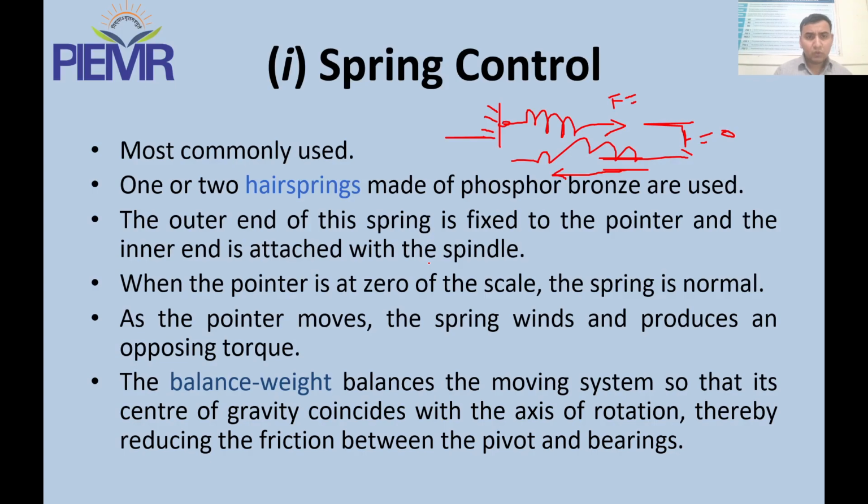Okay, now, in this part, there are one or two hairsprings. In the case of a moving iron instrument, there is only one hairspring. In a PMMC instrument, there are two hairsprings. These hairsprings are made of phosphor bronze material. The phosphor bronze spring is fixed at one end to the pointer and the other is attached to the spindle of the system. When the pointer is at zero position on the scale, the spring is in its normal position. It does not mean an expansion process or a reduction process.